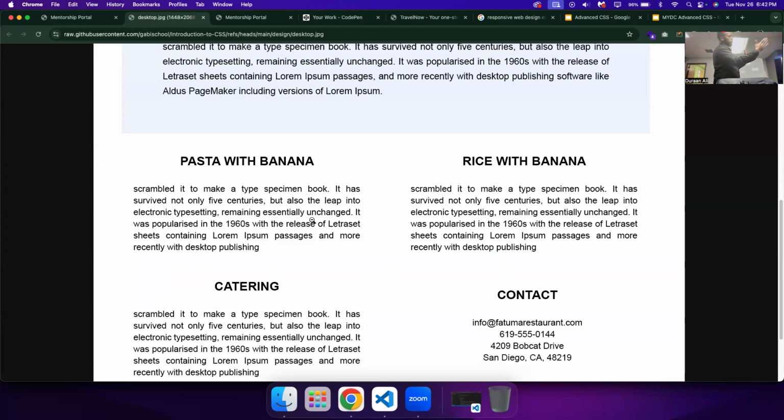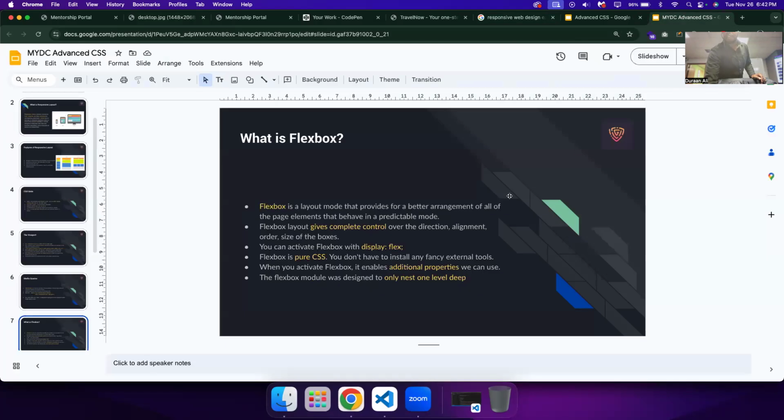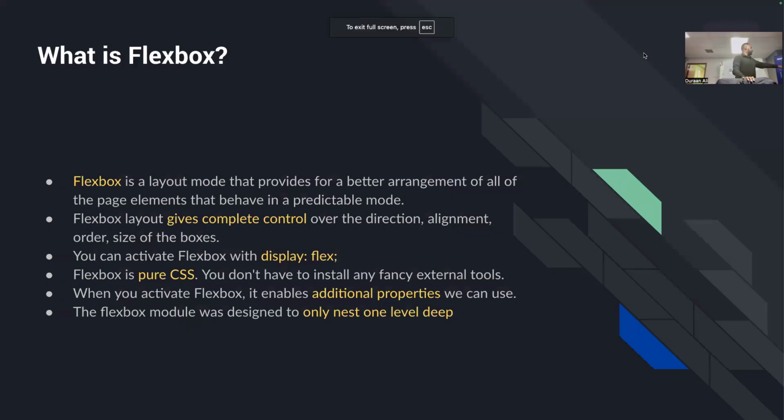If the device is smaller or you make it smaller, it fits normally, like if this one comes here and they stack on top of each other. If the device is bigger, they just stretch out, and then if it's way bigger, then this goes over there, and you have three of them next to each other automatically. So it's just like a simple rule in CSS, which we will learn right now. So Flexbox, that's basically the purpose of Flexbox, is a layout mode that provides for better arrangement of all the page's elements that behave in a predictable mode. Just like we said.